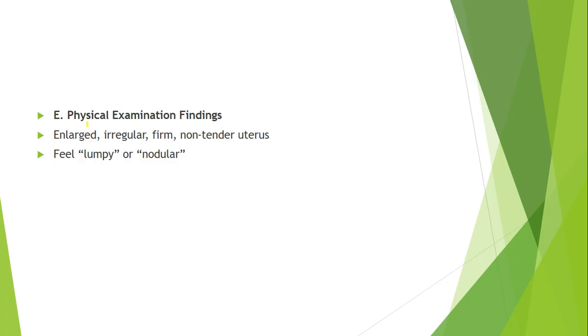So next is physical examination findings. Fibroids usually cause an enlarged, irregular, firm, and non-tender uterus. So on physical examination, the uterus is usually enlarged, irregular, firm, and non-tender. That's if you touch it, the patient wouldn't feel pain. They feel lumpy or nodular. They are not smooth. So when you examine the abdomen by palpation, the fibroid is usually nodular, it's rough.